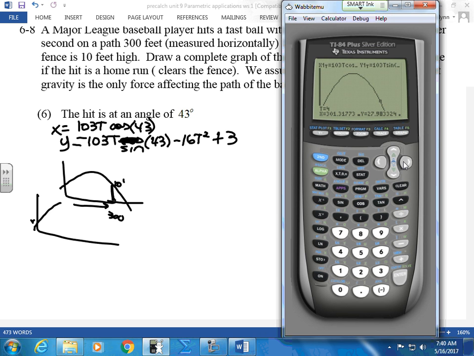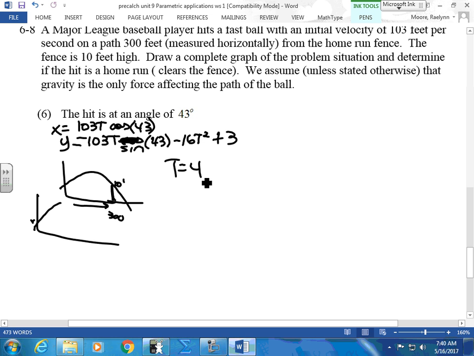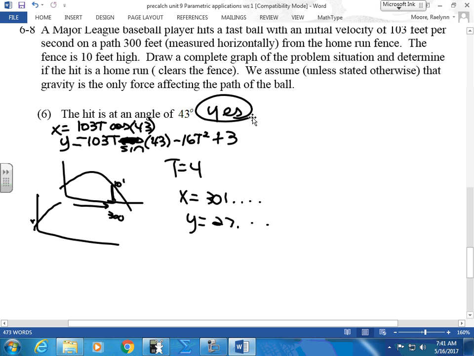Mm-hmm. So all you have to give me is this. T is equal to 4, and X was equal to 301 something, whatever it said. I don't remember. And this was 27 point something. So did you clear the fence and hit a home run? You have to say yes. Yes, they hit a home run. So he's pretty cool. He hits a home run. All right, so now the second one. We're changing number 7 a little bit.